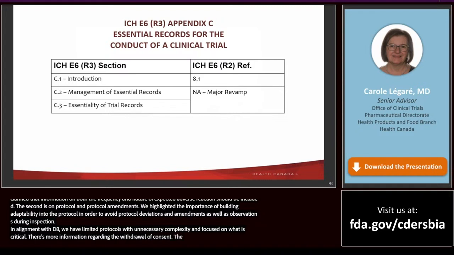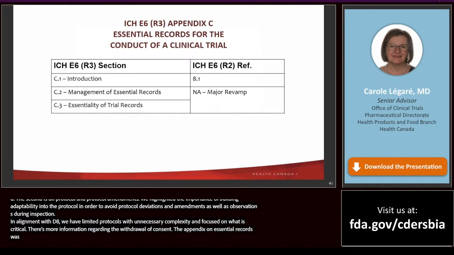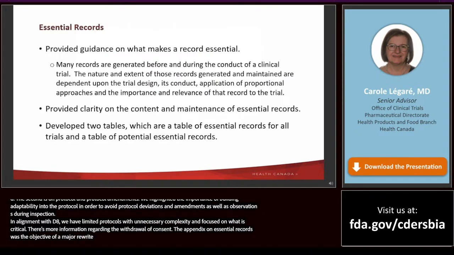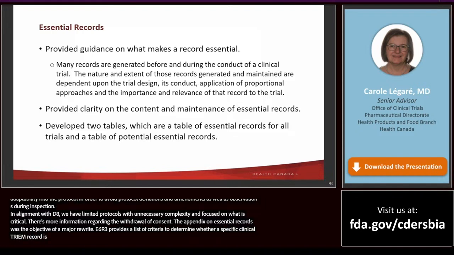The appendix on essential records was the object of a major rewrite. E6R3 provides a list of criteria to determine whether a specific clinical trial record is essential and needs to be retained. We provided clarity on the management of these records.